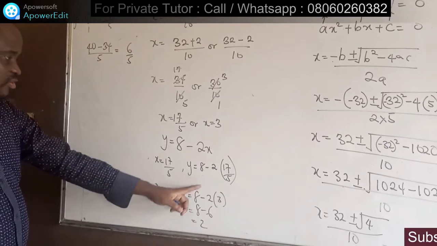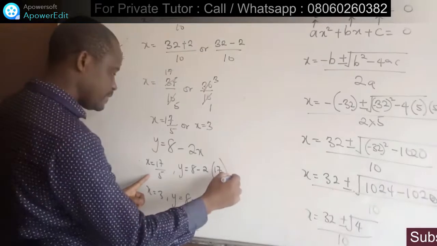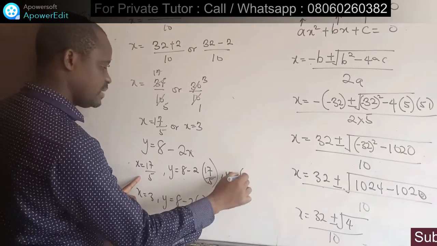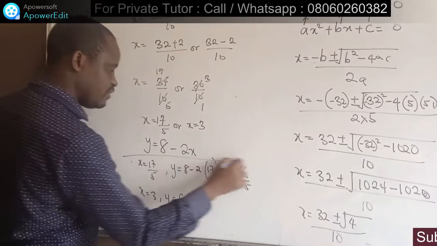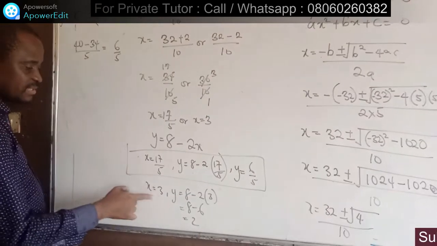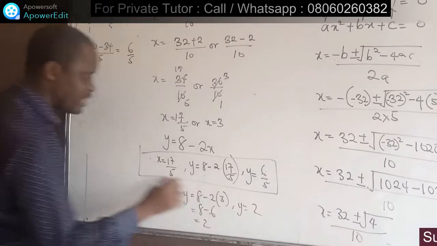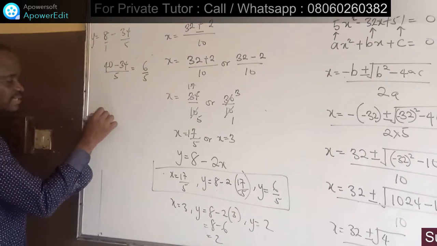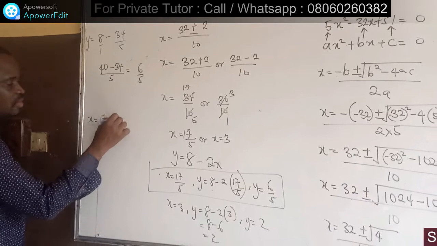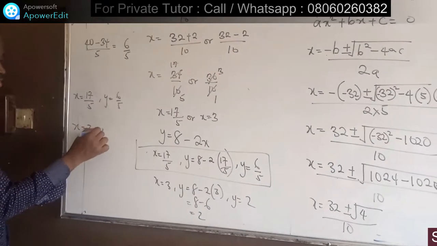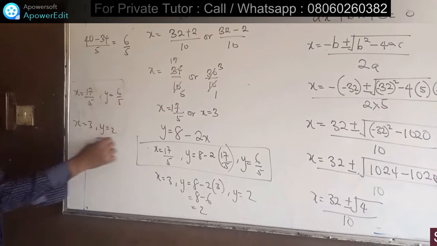So class, coming back to this place, when x is 17 over 5, y is 6 over 5. Take note of this. So when x is 3, y is 2. Let me rearrange this for you. x equals 17 over 5, y is 6 over 5. x equals 3, y is 2. So that is the final answer.